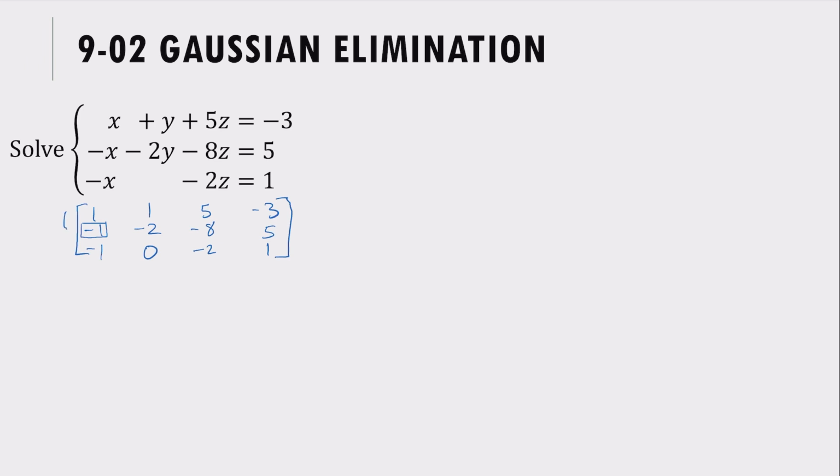So it looks like I can just add the top row to the second row. Top row will stay the same. Second row will stay the same. Second row is changing. Third row stays the same. Second row becomes 1 plus a -1, 1 plus a -2, 5 plus a -8, -3 plus 5.